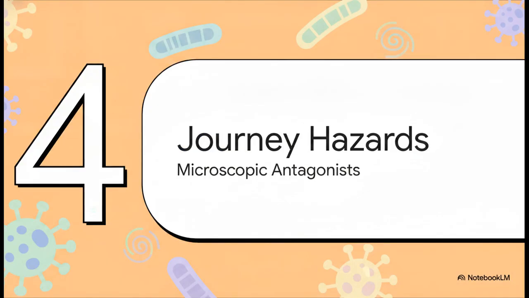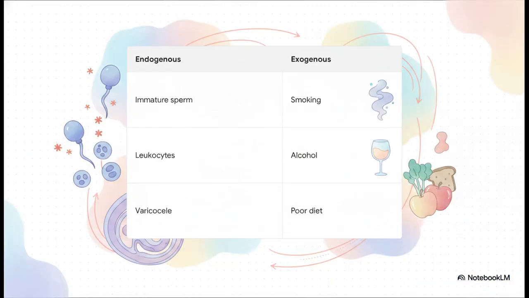Part 4. Hazards of the journey. But this highly orchestrated process doesn't just happen in a vacuum. It happens in a potentially toxic environment. Both from inside the body, like immature spermatozoa or activated white blood cells generating reactive oxygen species, and from outside, from things like cigarette smoking, poor diet, and environmental pollutants.